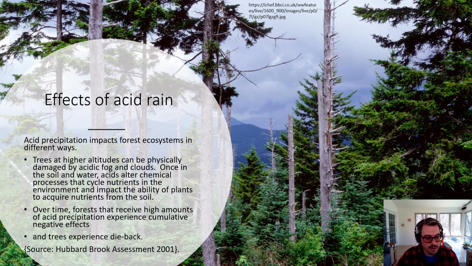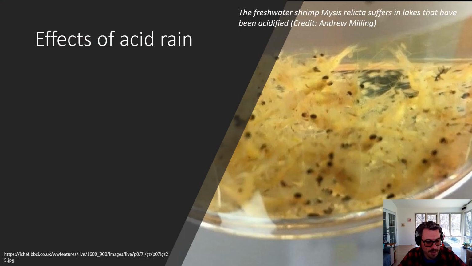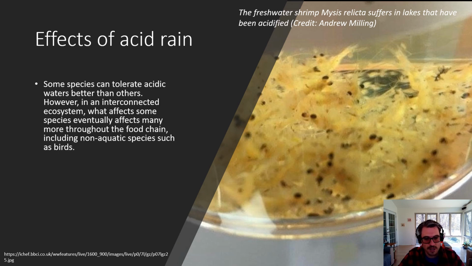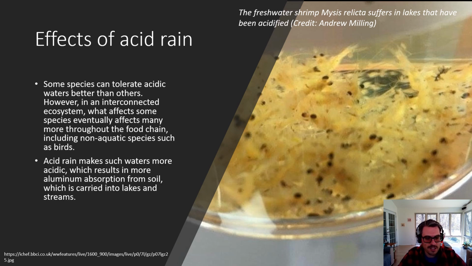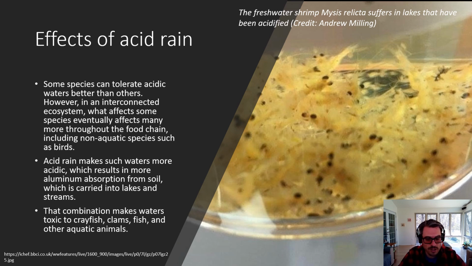influences the entire ecosystem. Beyond the effect of base nutrient depletion for plant species is a stress of the range of tolerance of all kinds of species for acidification. Though some species can tolerate acidic waters better than others, the interconnectivity of the ecosystem results in a change throughout the food system. Acid rain can also result in aluminum toxicity, making waters much more acidic. It results in the aluminum absorption from soil, which can be carried into lakes and streams, a combination which is poisonous to most aquatic species.